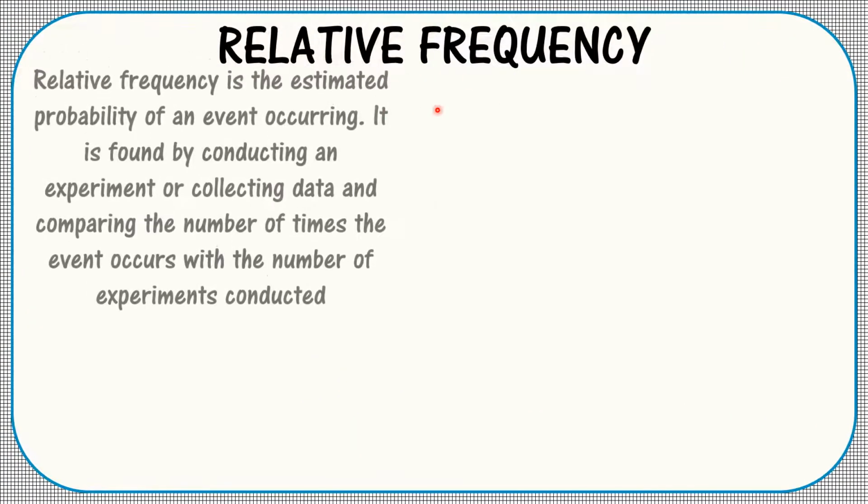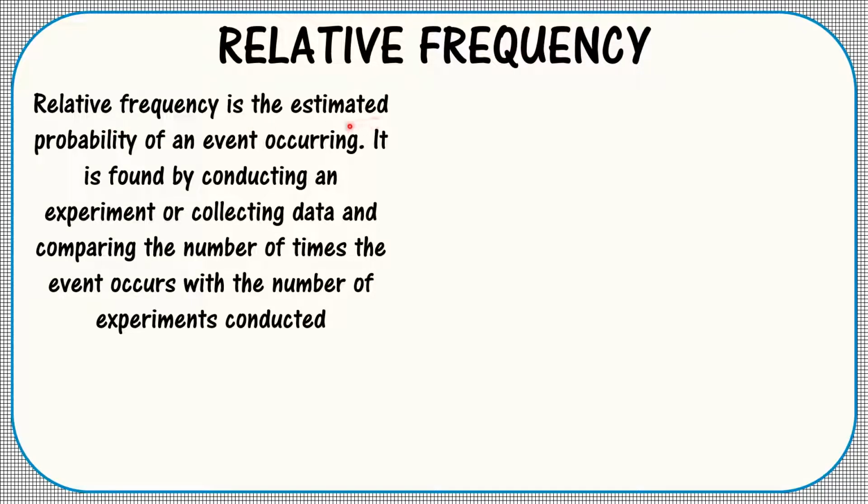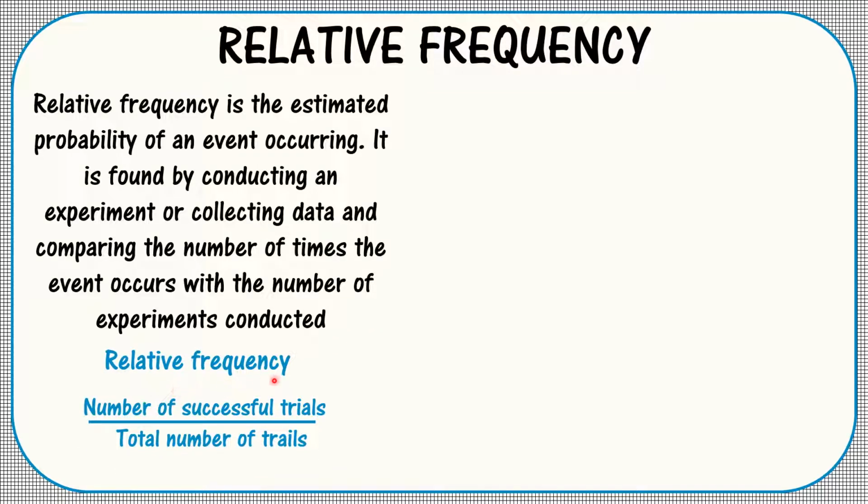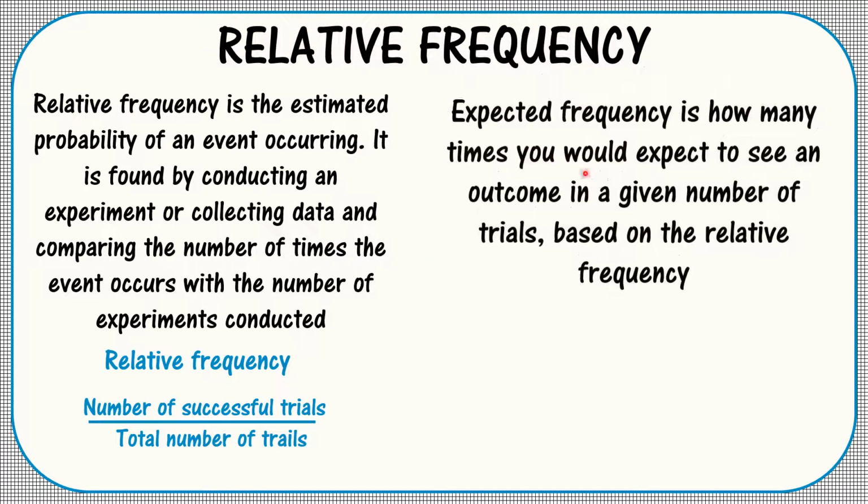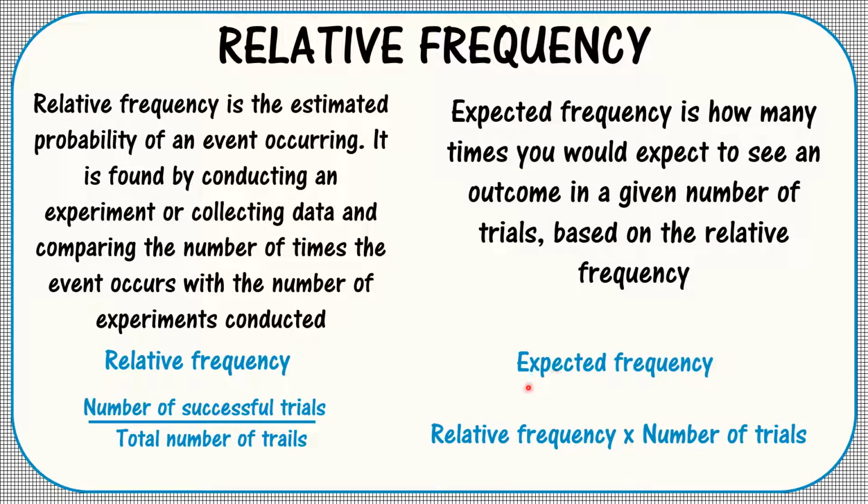Relative frequency is the estimated probability of an event occurring. It is found by conducting an experiment or collecting data and comparing the number of times the event occurs with the number of experiments conducted. Therefore, we can say that relative frequency is the number of successful trials divided by the total number of trials. Expected frequency is how many times you would expect to see an outcome in a given number of trials based on the relative frequency. Therefore, we can say that the expected frequency is equal to the relative frequency multiplied by the number of trials.